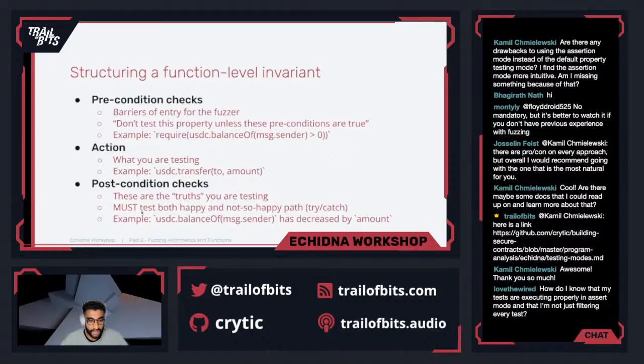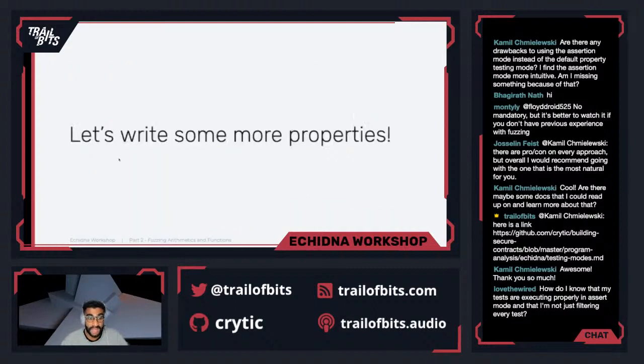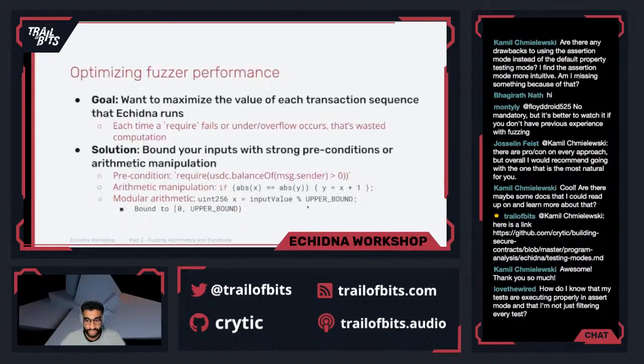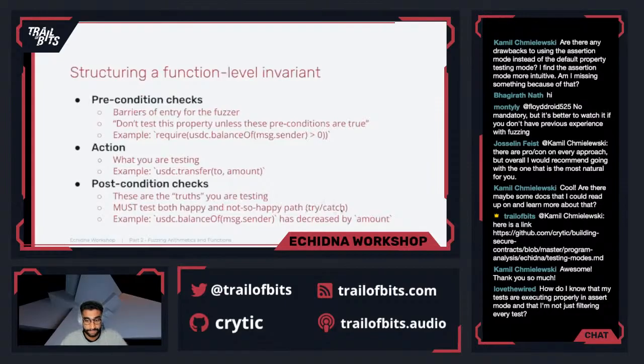Now, a little side note: when you do test post conditions, you should test both when the action succeeds, which is called the happy path, and when the action does not succeed, which is the not so happy path. It's very important to test both possibilities because that gives you complete coverage as to how your system is working. And one of the main ways you can do that is by using try-catch statements. We won't worry about try-catch statements until the end of section 2. So just keep that in the back of your mind. We'll come back to it.